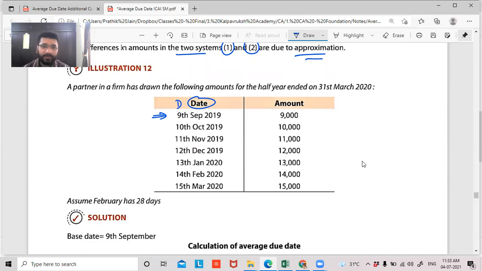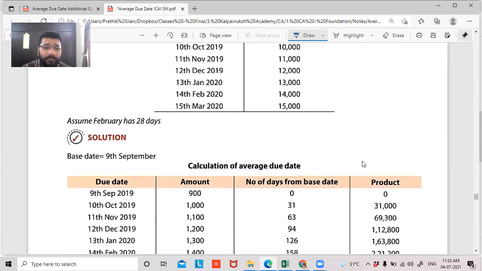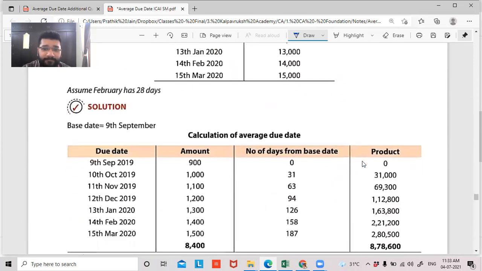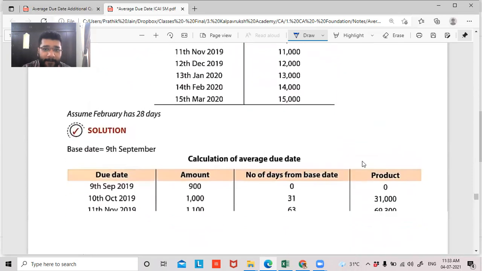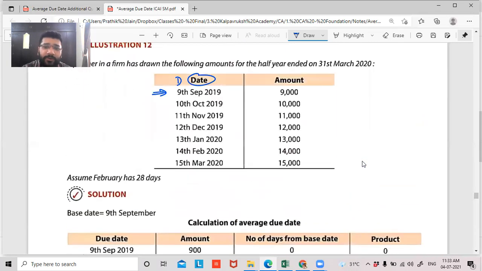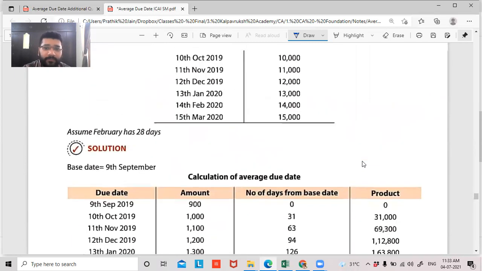So, yes, boss. The question's answer has some different amounts placed. So now which amount? Like 9,000 they have taken 900, 10,000 as 1,000. I think that is a mistake that has happened. Okay, sir. They've missed out the zero for all the transactions. So then assume the amount is 900, 1,000, 1,100. Do that way. We'll do that way.